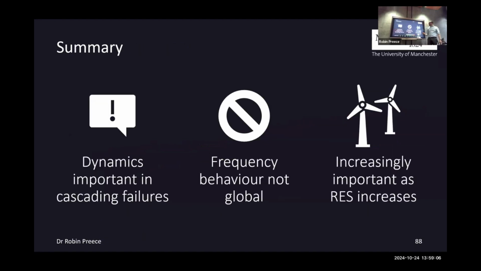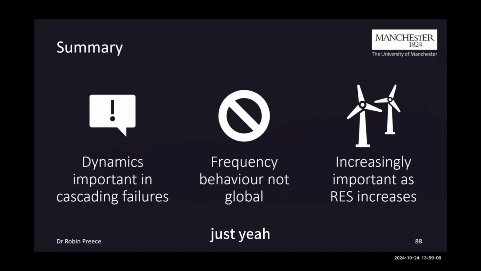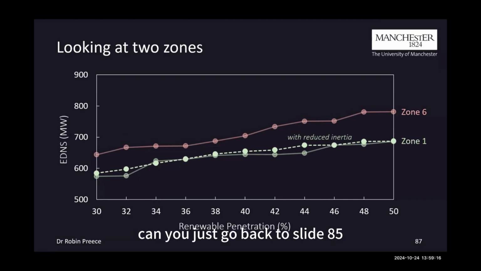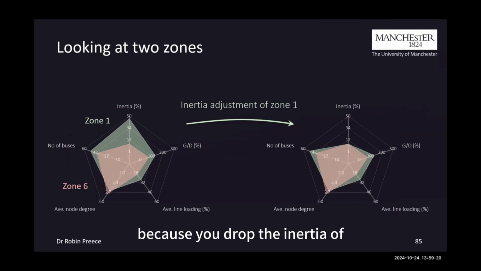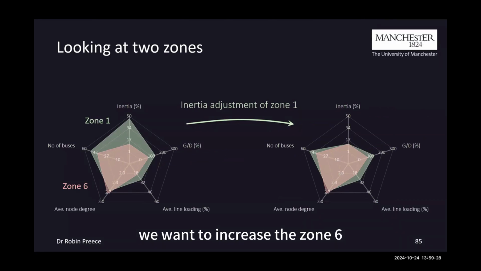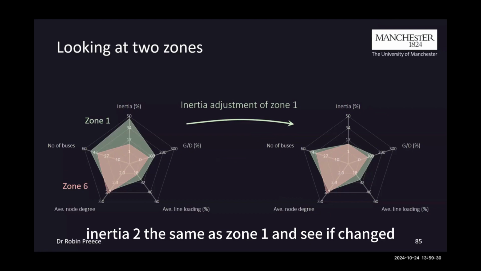I have a question here. For that research that you did, can you just go back to slide 85? Because you dropped the inertia of zone 1, right? Have you done it the other way around, to increase the zone 6 inertia to the same as zone 1 and see if it changed?